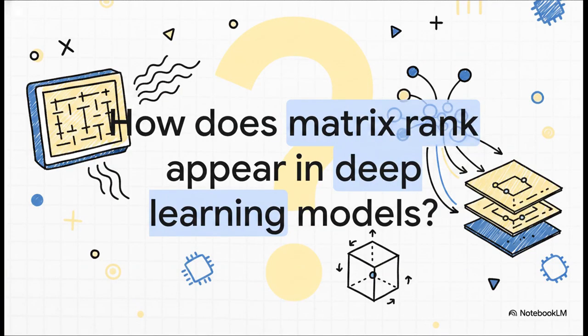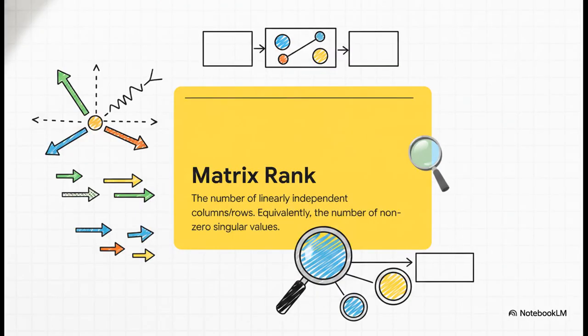Now for the final question. The interviewer wants to connect the classic concepts to what's happening right now, on the cutting edge. How does a fundamental idea like matrix rank show up in state-of-the-art deep learning models? So first, a quick refresher. The rank of a matrix is basically its true dimensionality. It's the number of independent directions it can actually map vectors to.